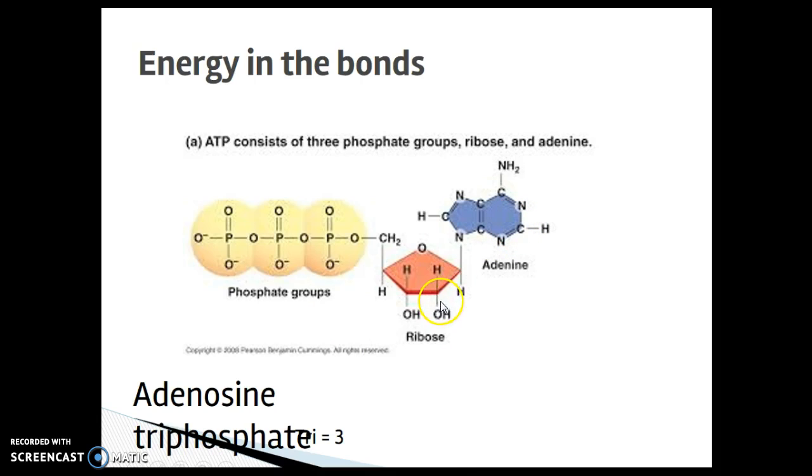Adenine and ribose, those two connected together, make up that adenosine, and then these three phosphate groups make up the triphosphate. To release energy, the bonds have to be broken. Where are those bonds being broken? Type your answer in now. If you said between the phosphate groups, you are correct.